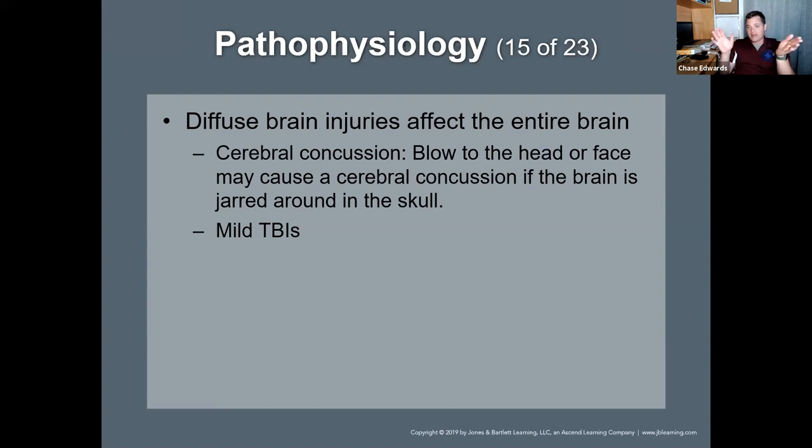Concussions are mild TBIs and result in cerebral dysfunction that usually resolves spontaneously and rapidly without demonstrable brain injury or brain damage or permanent neurological impairment.